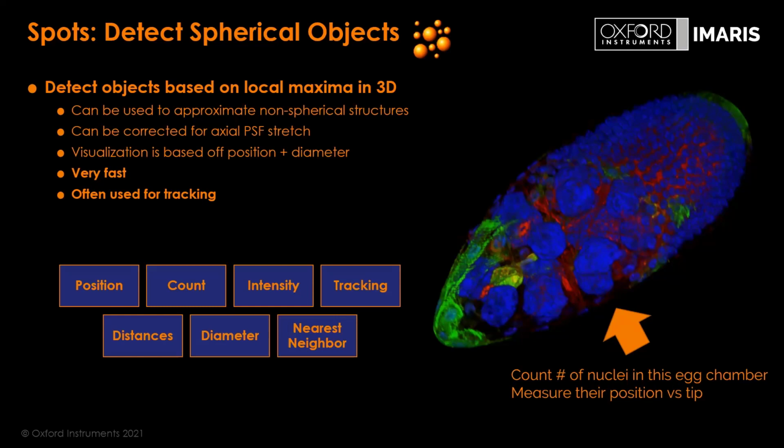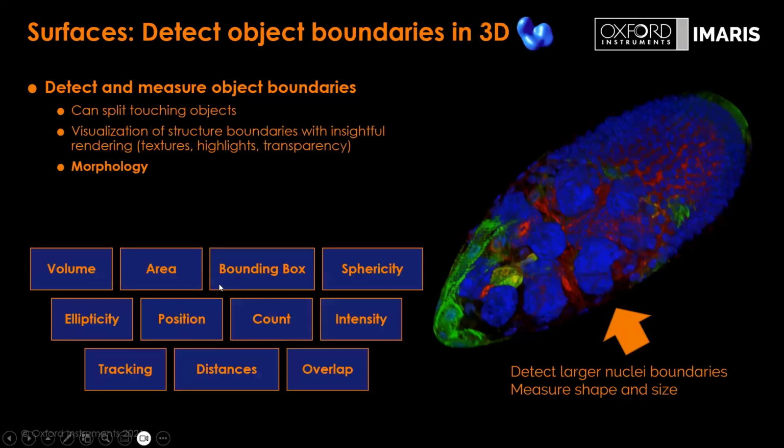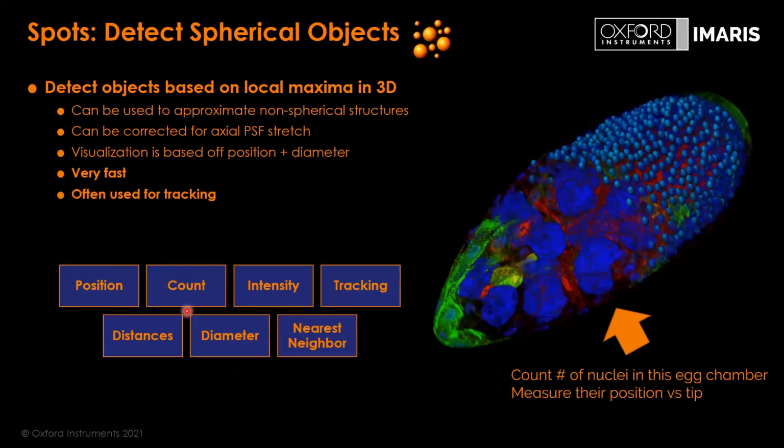If you don't have the resources, or your data is very, very large, but you are only interested in tracking speed, for example, or displacement, you can use spots because it doesn't take as many computational resources. It means you can get to the result faster, even with a less powerful workstation, or even if your data is really, really large. People use it for position, count, and intensity analysis. Nearest neighbors gives you an indication of how densely packed objects are in some regions versus others. As an example here, we have this Drosophila egg chamber.